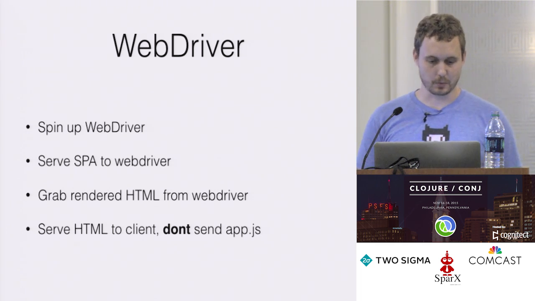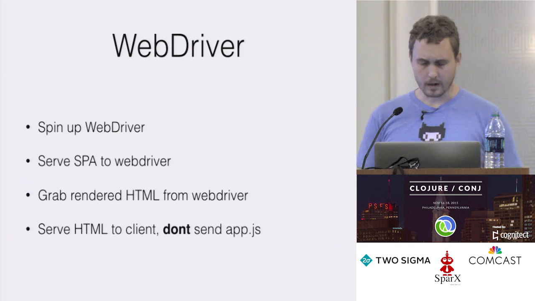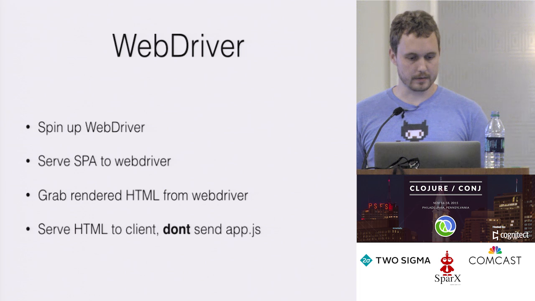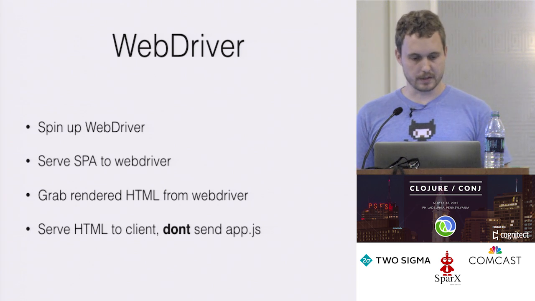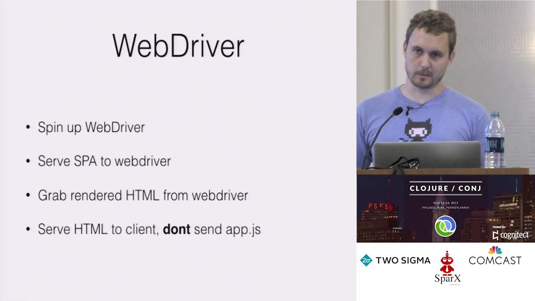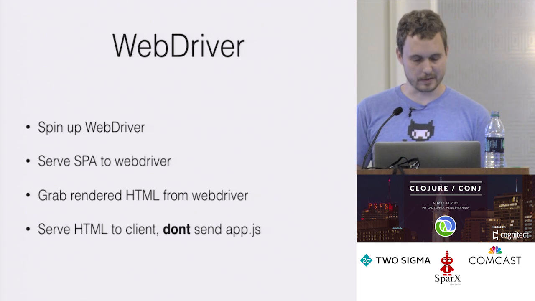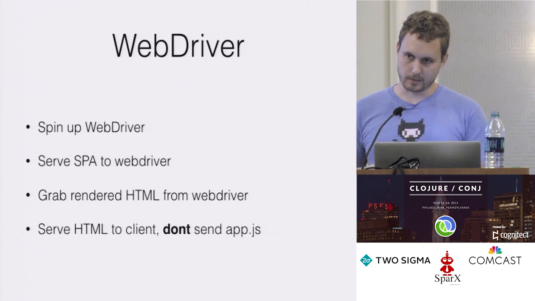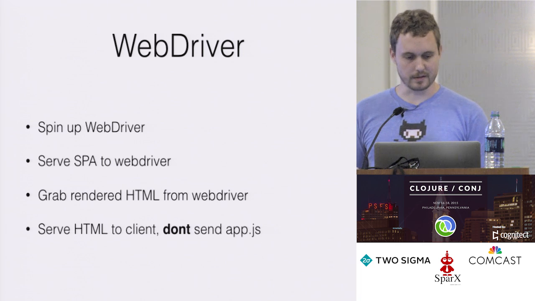So let's use WebDriver Selenium. So, you have your server, and we're going to start a WebDriver instance, and that's going to run Chrome. So then when a user shows up, we will tell Chrome to make a request to our server. That's going to serve the single page app with app.js. Then our WebDriver browser is going to render it. Then you grab the HTML source, and then you serve that to the client.